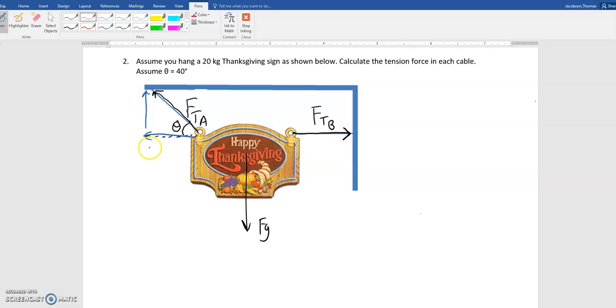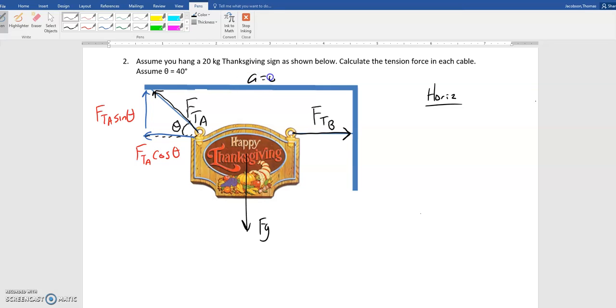So this is going to be FTA, that is my adjacent leg, so that's cosine of theta, and this is going to be FTA sine of theta. So I've got my force diagram. Our goal is to solve for the tension in both ropes. I'm just going to start off, in this case, with horizontal. I don't know if there's any real rhyme or reason why you should choose a specific one. I'll just go with horizontal.